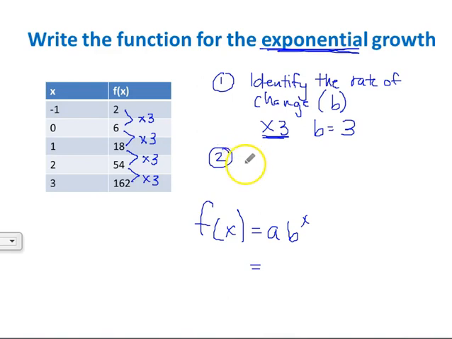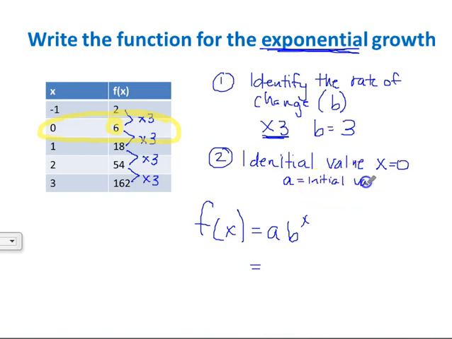Then the next step is identify the initial value, because remember, a represents the initial value. And that happens when x equals 0. So when x equals 0, that's going to show you your initial value. Your initial value when x equals 0 is f of x is 6. Remember, a equals the initial value. So in this chart, the initial value is 6.